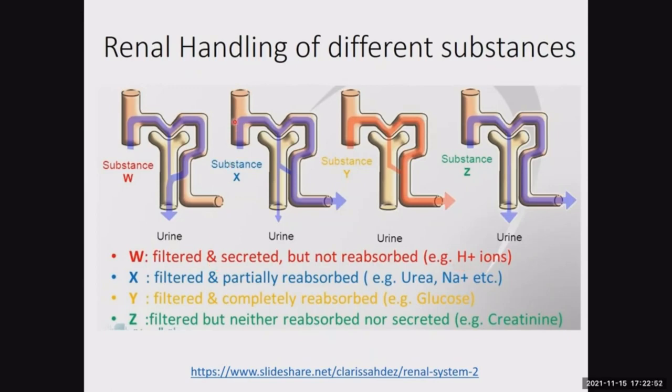We can have materials that are going to be filtered and partially reabsorbed. So in this case, we have substance X in the middle. It's being filtered out within Bowman's capsule in the renal corpuscle up in this portion here. A portion of it is going to be reabsorbed, but some of it is still going to end up within the urine. Things that are filtered and partially reabsorbed would be things like sodium ions and, to a certain extent, urea as well.